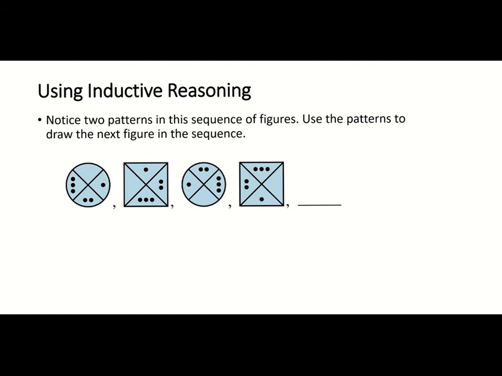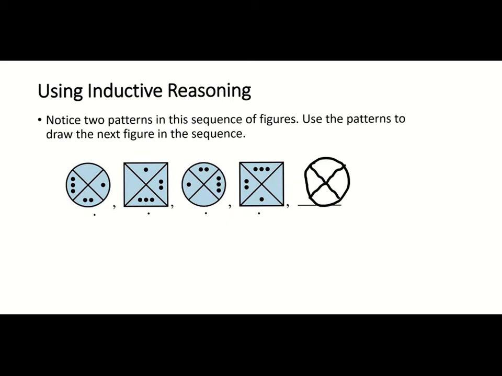Okay, so now we're going to use inductive reasoning to draw the next figure in the sequence. We have two patterns going on here. So we start off, I'm going to look at the shapes. I'm alternating. We have circle and then square, circle and then square, or rectangle. So I know the next figure in this shape is going to be a circle. And then I do notice they all have 4 quadrants in them, and they're all oriented the same way. So I'm going to draw that.